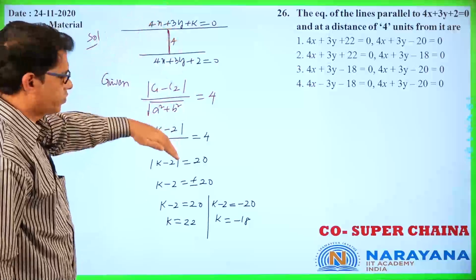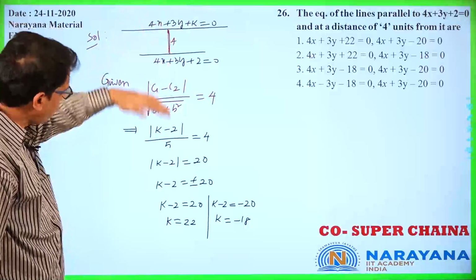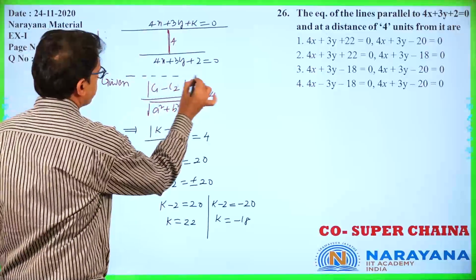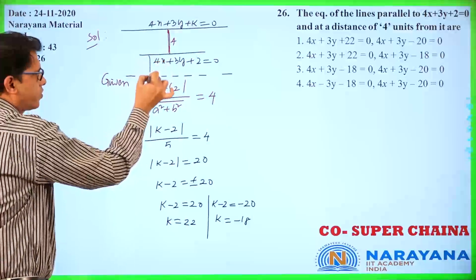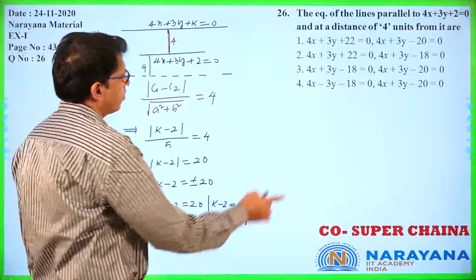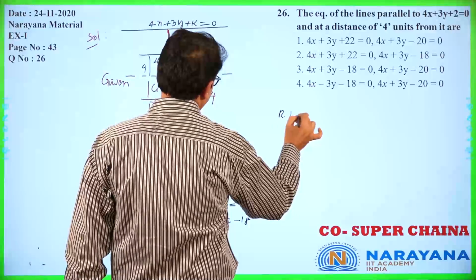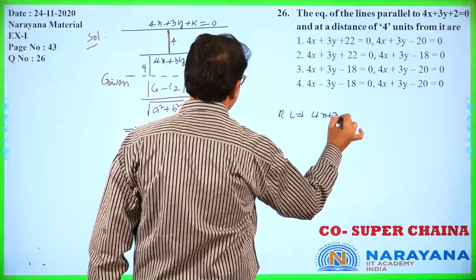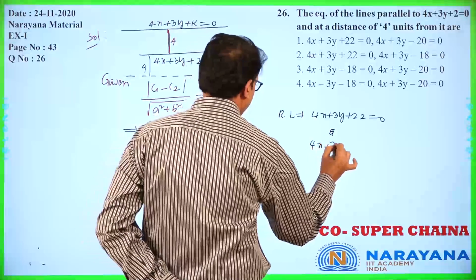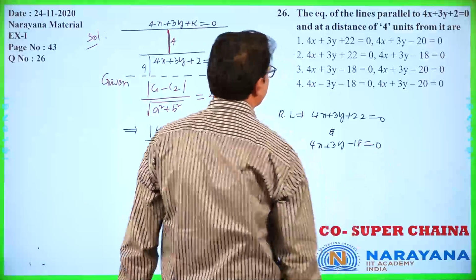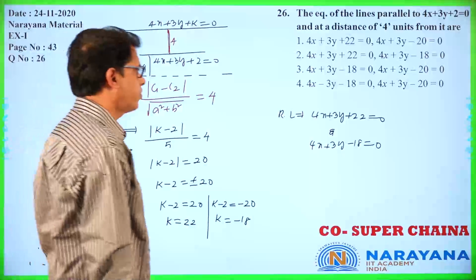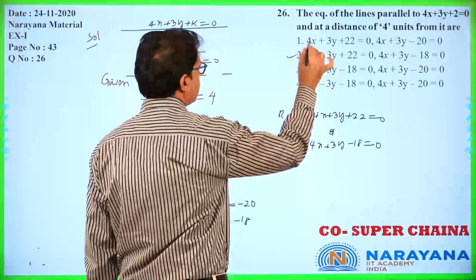So the required lines are above and below. One will be above this one, another below it. Two lines are possible, and these are also 4 units away. Two possibilities, 22 and minus 18. Therefore the required lines are 4x plus 3y plus 22 equal to 0, and another one 4x plus 3y minus 18 equals 0. That is the second option: 4x plus 3y plus 22 and 4x plus 3y minus 18.